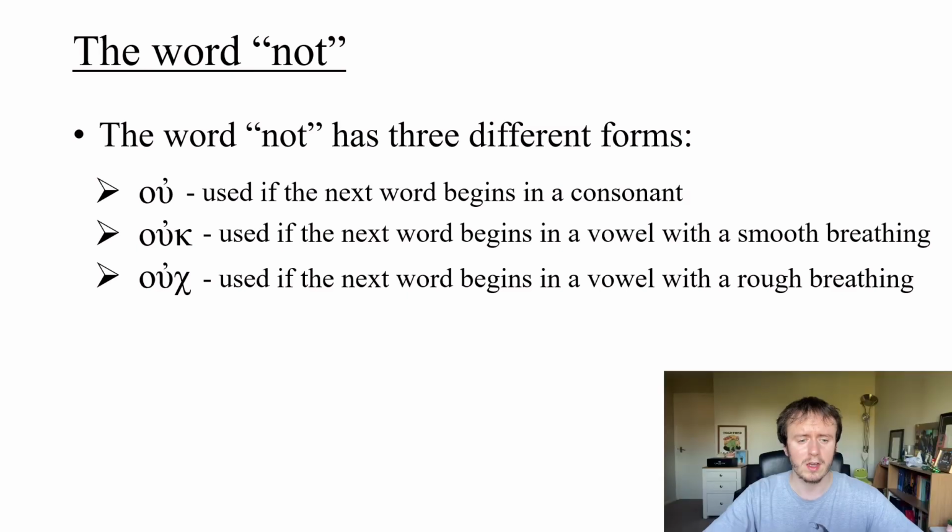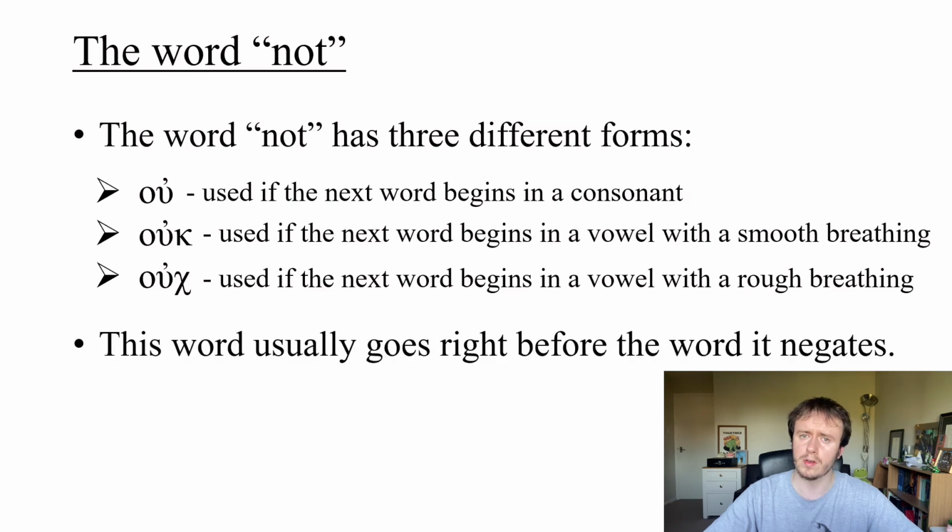Now that you've done that, the next thing that I want to tell you is about the position of the word ou, meaning not. Like I said, it can mean something else, but its main meaning is not, and that is the one that we are focusing on right now. And I want to tell you that this word usually goes right before the word that it negates. That is to say, the word that the not applies to.